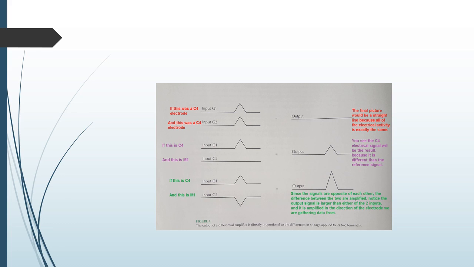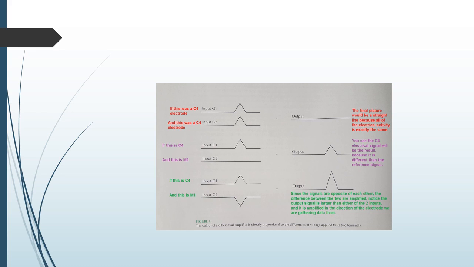So if input 1 is C4, and you see that that has a negative deflection, meaning it is going above baseline, and you see the M1 deflection in input G2, and you see it has a positive deflection, meaning it's going below baseline. Now look at our output. Since the signals are opposite of each other, the difference of those two are amplified. Notice the output on this side, the triangle, is larger than either of the two inputs on the input side. So your output triangle is twice the size of input G1 and input G2.